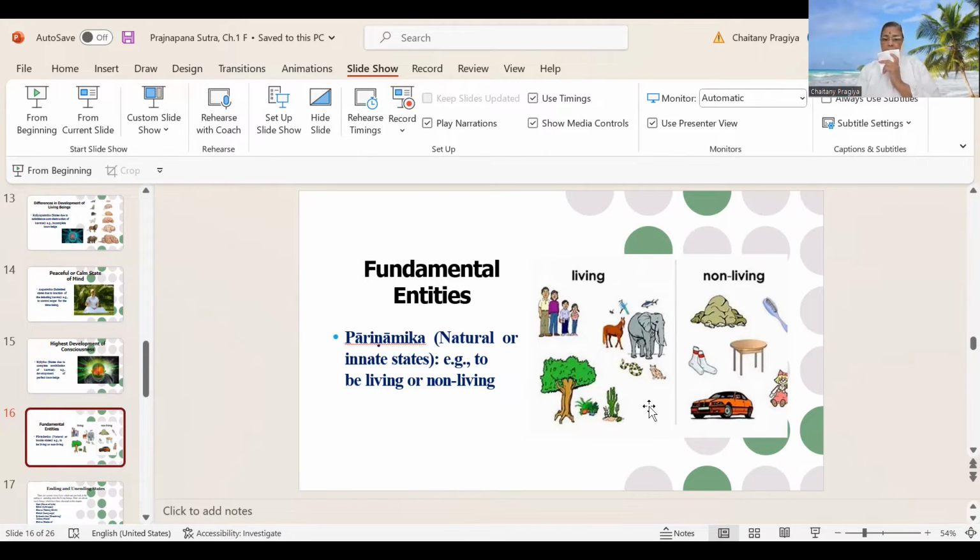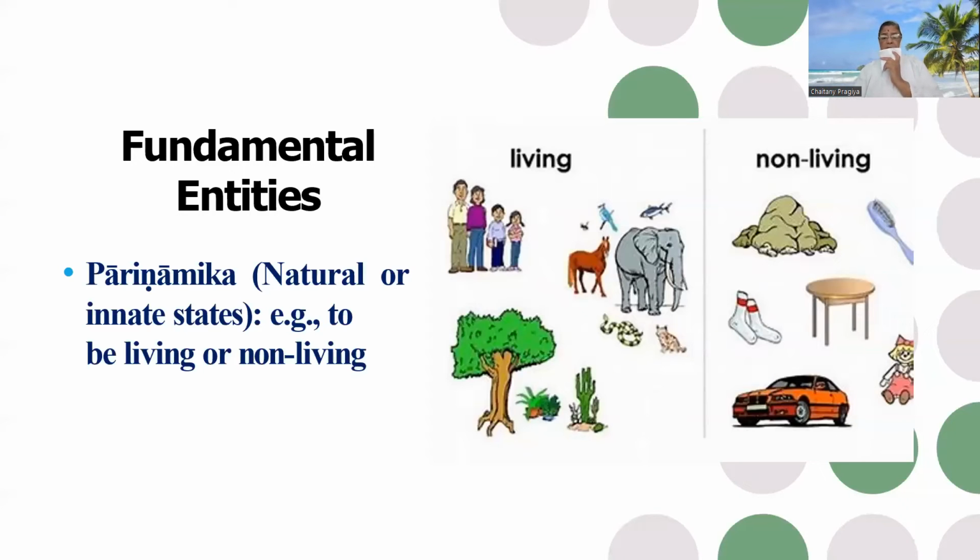So living is always living, non-living is always non-living, and in all the three times, whether it is past, present, or future, they would always be living and non-living, and not any other thing. Okay, so you can see that this stage shows that to be living or to be non-living, or to be eligible for liberation or not to be eligible for liberation, all these stages or states are fundamental, innate, natural, without any effect of karmas. Okay.